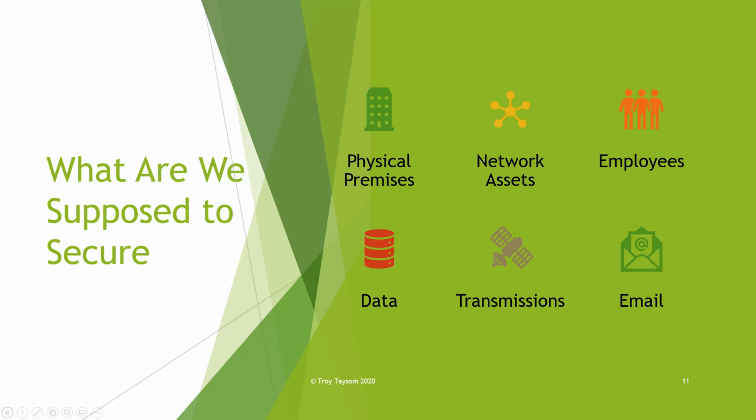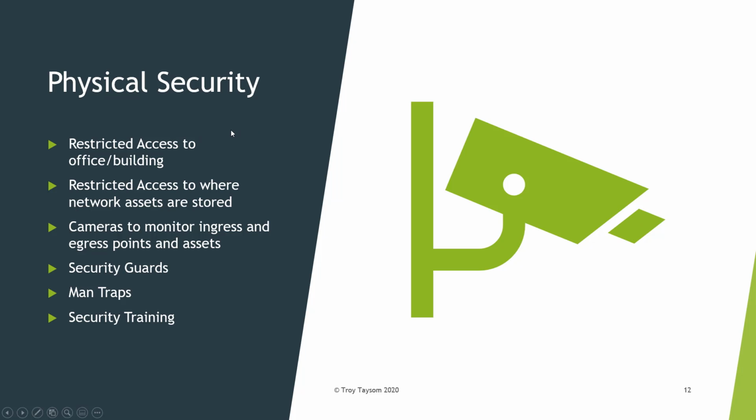So, question becomes, what are you going to secure? And this is something that we answer in our security checklist. But you need to do your physical premise, your network assets, your employees, your data, transmissions, and email. That's what you're going to protect. So physical security, it's exactly what you might think and more. You restrict the access to your office/building. You can do that through proximity cards. You can do that through keypads. You can do that through biometrics. Just depends on how much money you have and what you want to do.